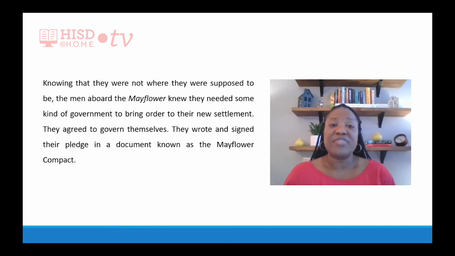Knowing that they were not where they were supposed to be, the men aboard the Mayflower knew they needed some kind of government to bring order to their new settlement. They agreed to govern themselves. They wrote and signed a pledge in a document known as the Mayflower Compact.